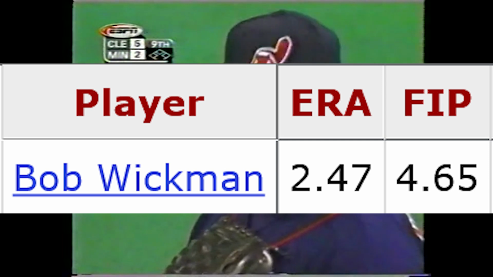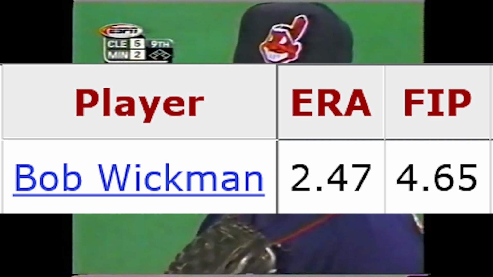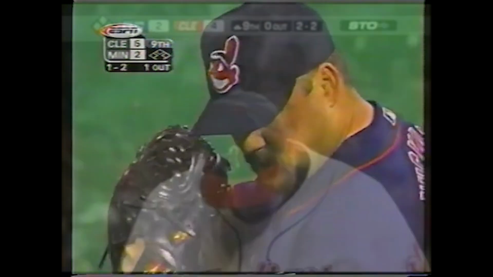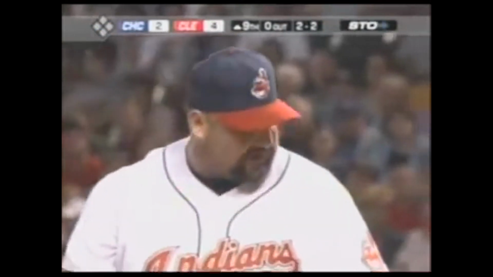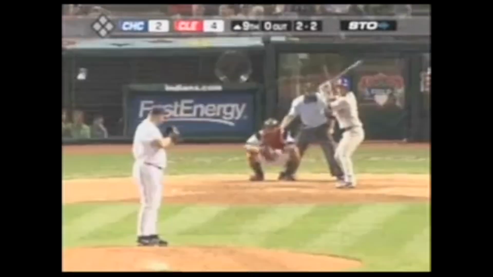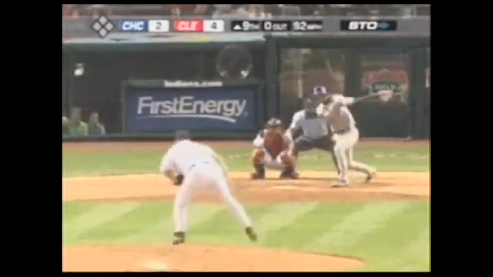What exactly was Bob Wickman's FIP in 2005? To go along with a 2.47 ERA, Wickman had an FIP of 4.65, more than 2 full runs higher. That is a wild disparity. Typically, FIP doesn't differ too much from ERA. Seeing anything more than a full run happens only occasionally, maybe a handful of times a season. Over 2 runs though? That's pretty rare.